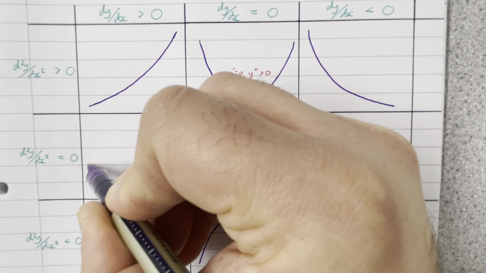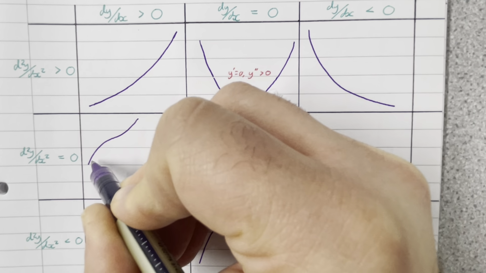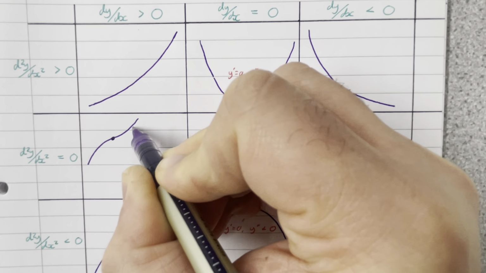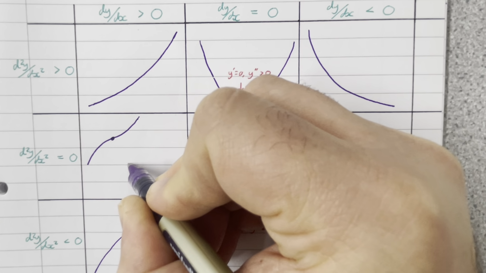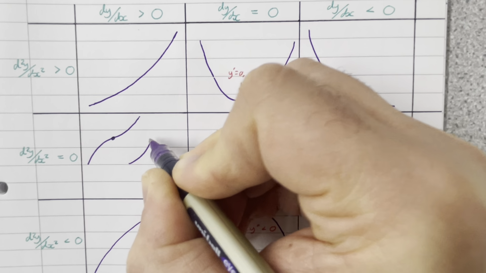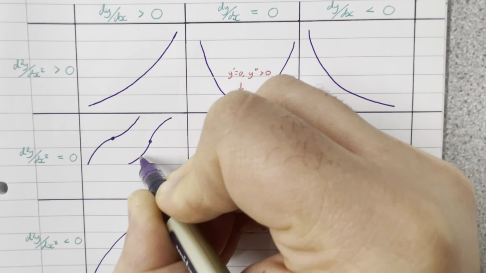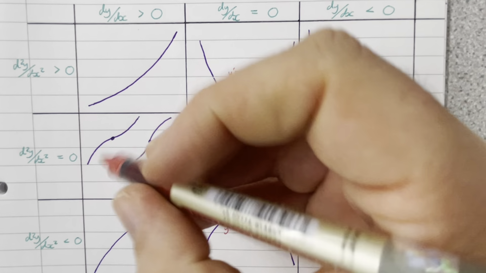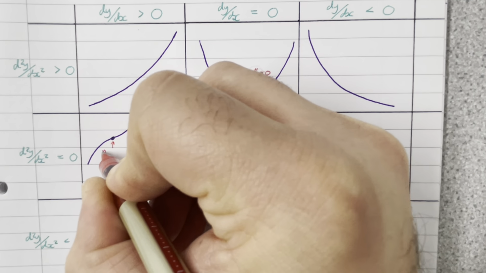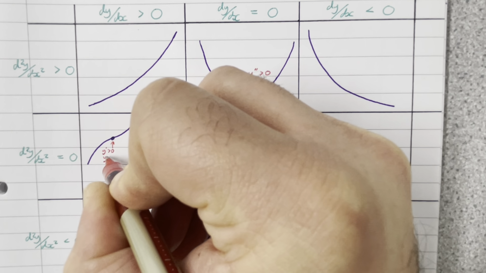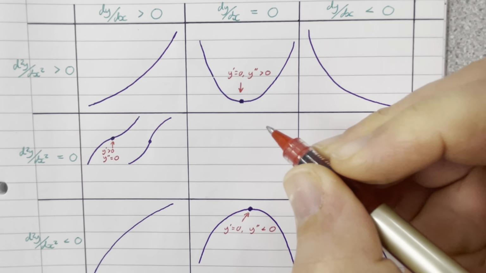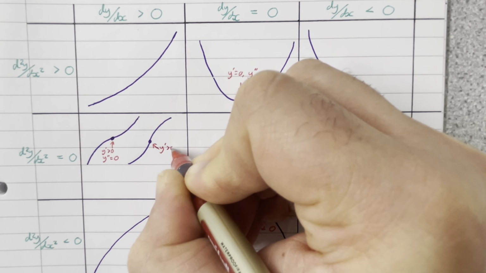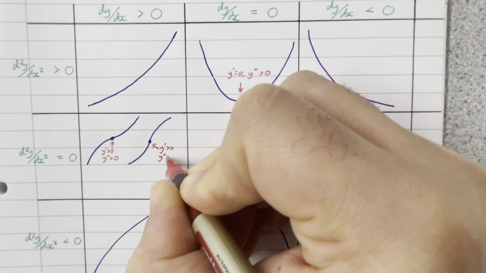So that means it's either going to go like so, the gradient was decreasing and then at this point here it starts to increase again, or it was increasing and then at some point it starts to decrease. But along the whole of that curve, or both of these curves, the gradient is positive. So at this point here, y primed is positive and y double primed is 0. And at this point here, y primed is positive and y double primed is 0.